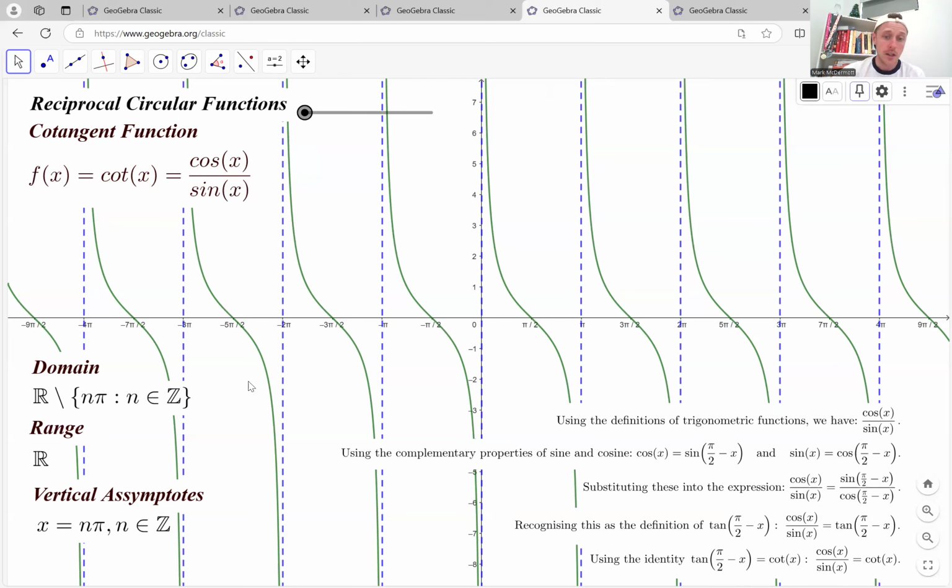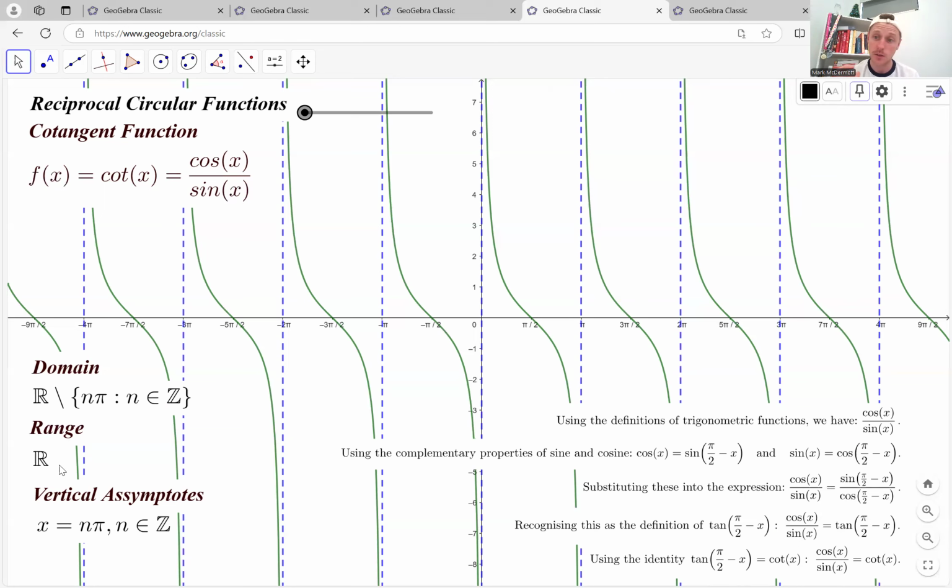Okay. The domain then we can think about is, again, where do we get our asymptotes? Remember, cotangent is cos x over sine x. So basically you're going to get asymptotes wherever the denominator goes to 0, and the denominator is sine x. Sine x goes to 0 at integer multiples of pi. So you're going to be at 0, pi, 2 pi, 3 pi, 4 pi, and so on. So your domain is going to be all real numbers, not including integer multiples of pi.